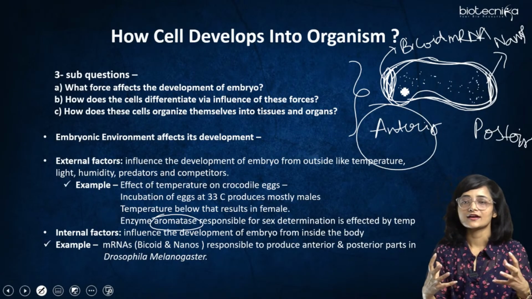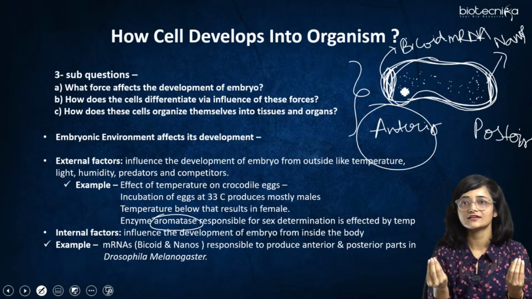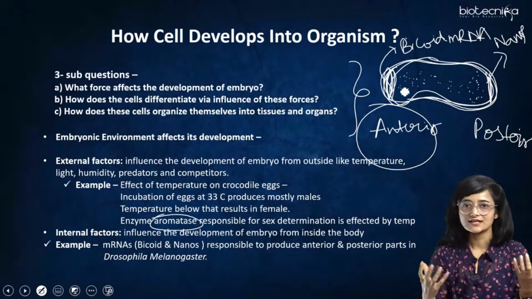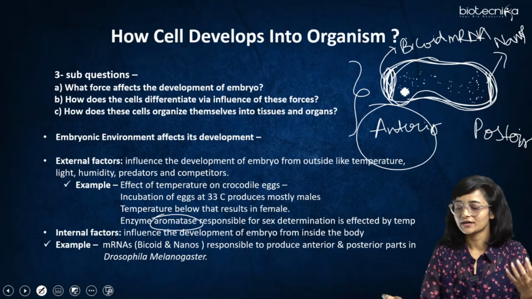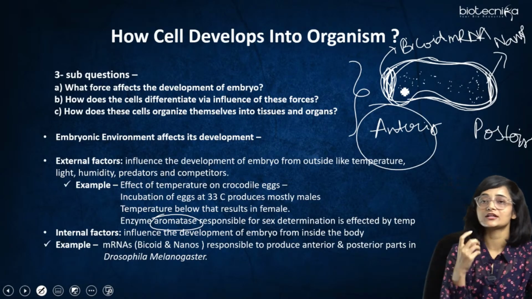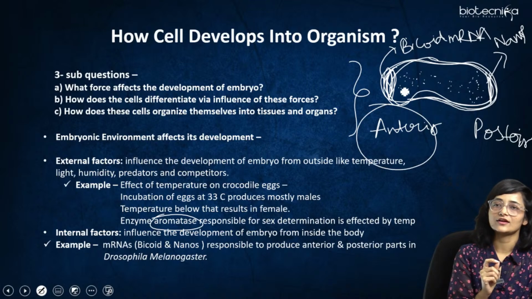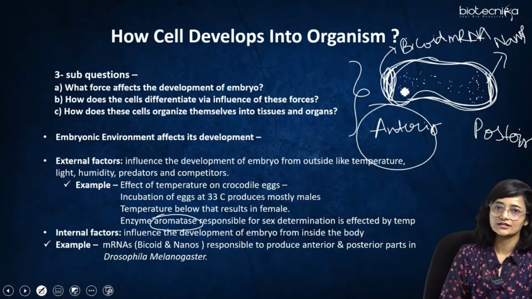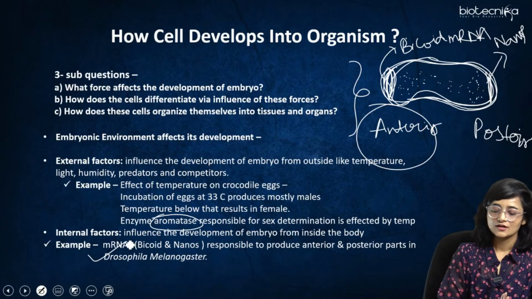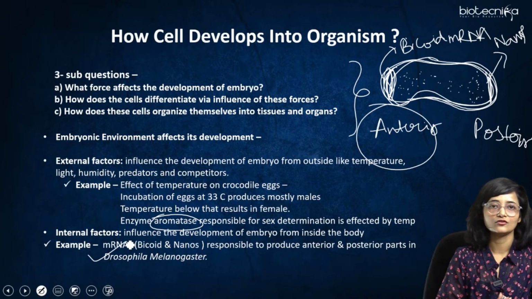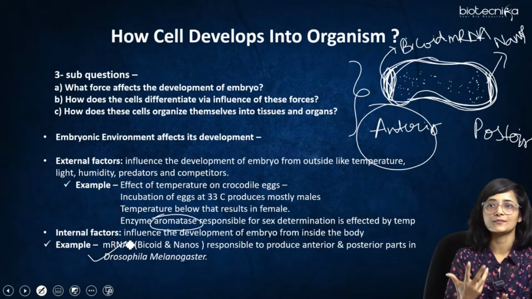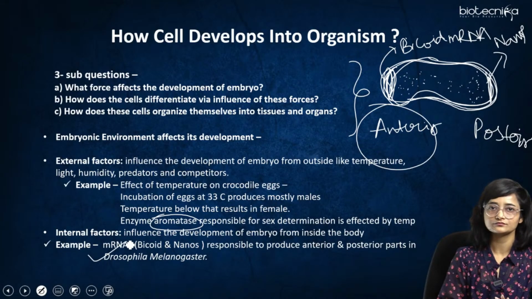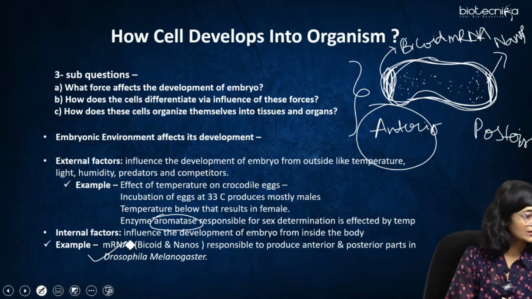So this is the morphogenetic gradient level of both of these proteins, and on the basis of this gradient level, which particular part of the Drosophila melanogaster would be produced is decided, right? So these are basically the internal factors. It happens within the organism itself. So these two examples would be clear to all of you. These are the two factors which affect the development of a particular organism, right?